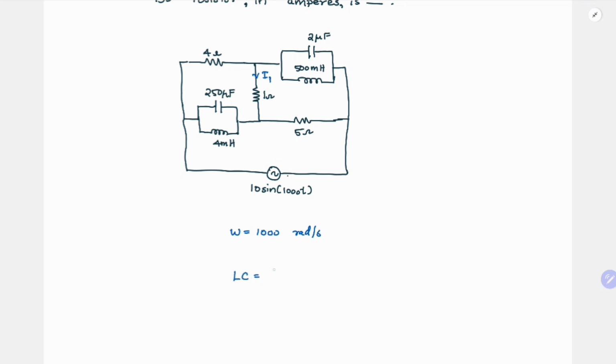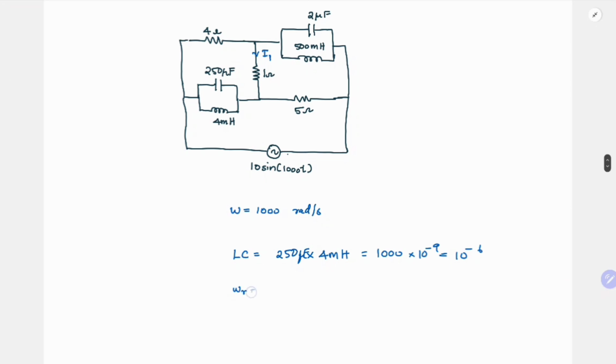So what is LC here? 250 micro into 4 millihenry. So this is nothing but 250 into 4 is 1000, 1000 into 10 power minus 9. So it is 10 power minus 6, right? So what is omega resonant? It is 1 by root LC, which is equal to 1 by root of 10 power minus 6, which is nothing but 10 power minus 3 and hence 10 power 3 radian per second. So this is nothing but your omega R, the resonant frequency.